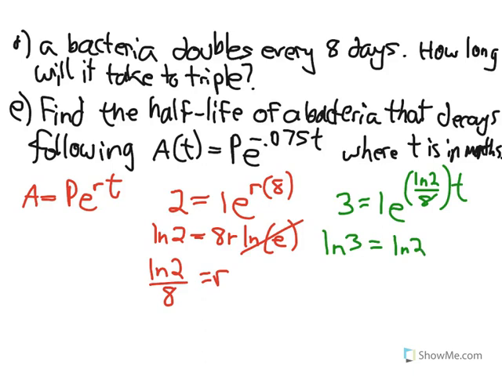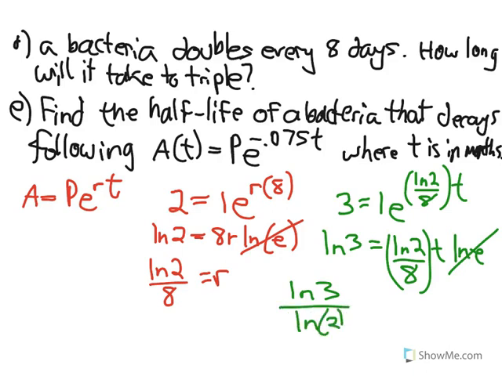I'm going to bring this exponent down as I ln. Ln of e is 1, so it's simply going to be ln of 3 divided by ln of 2. And we can actually times this by 8. So I'm multiplying both sides by 8 and dividing by ln 2, and that'll leave us with t.